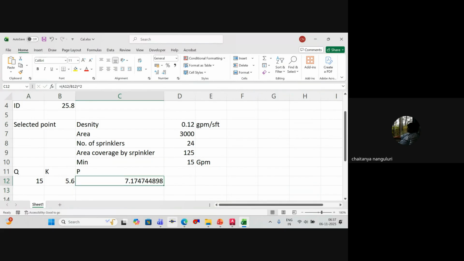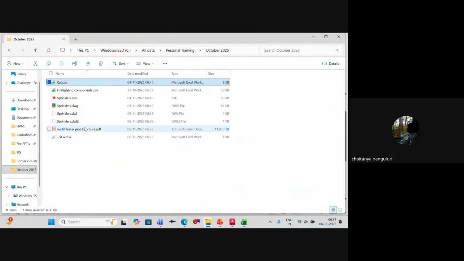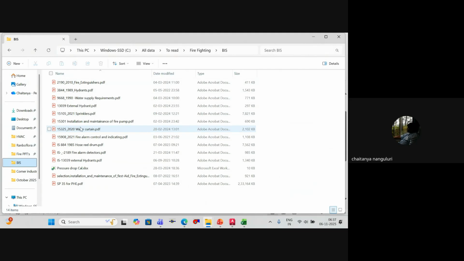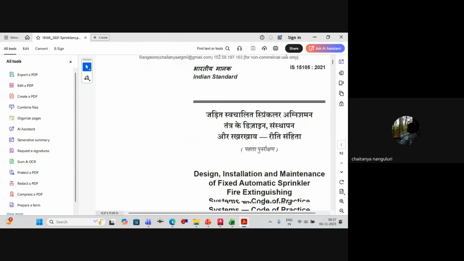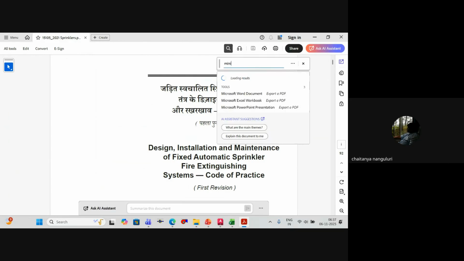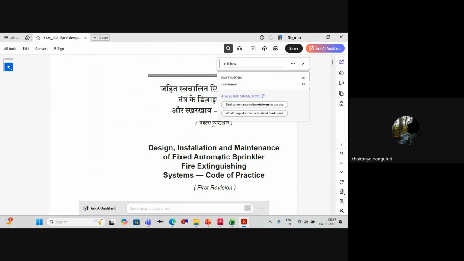Just a second, I'll just Google it. We have the minimum pressure in our IS code as well. 7 psi is what I remember. Even after seeing this number, I couldn't recollect it. I'm really sorry. Minimum pressure.